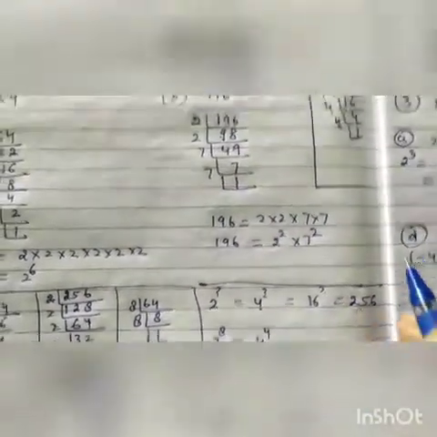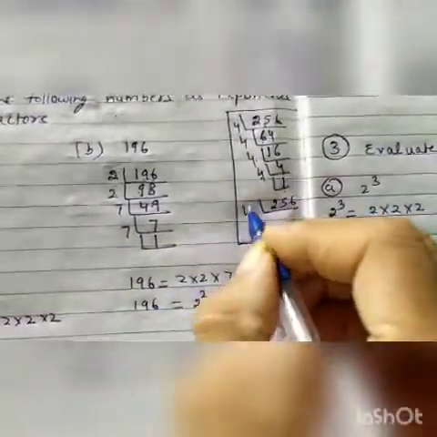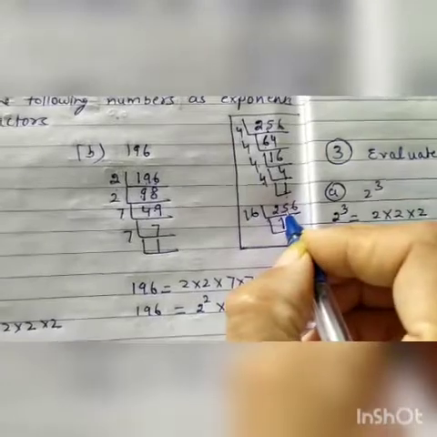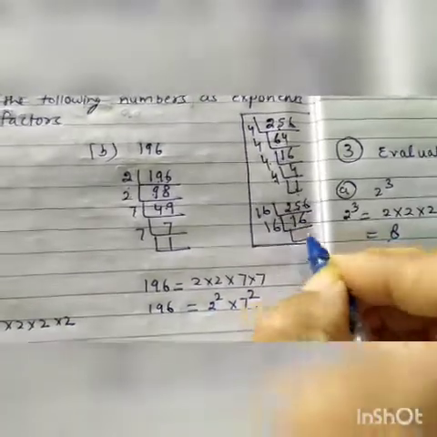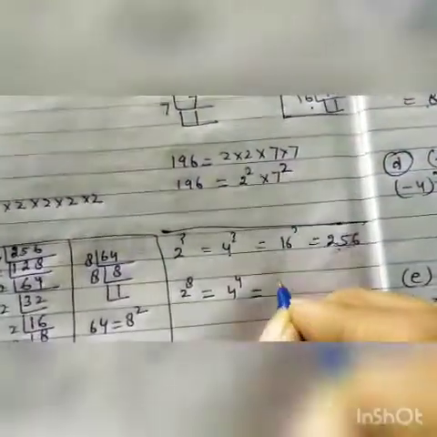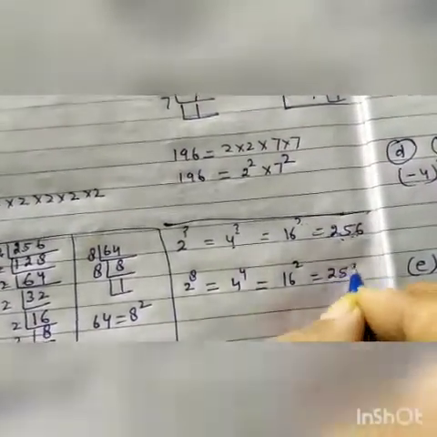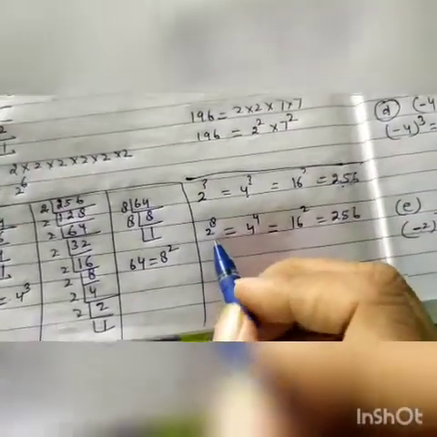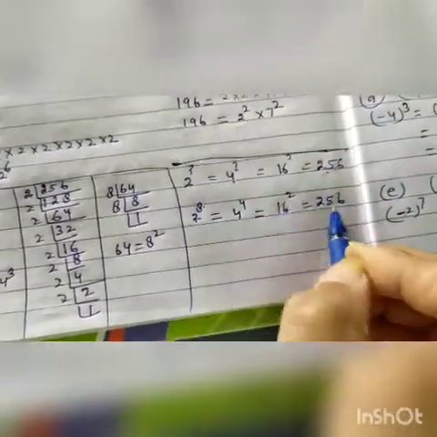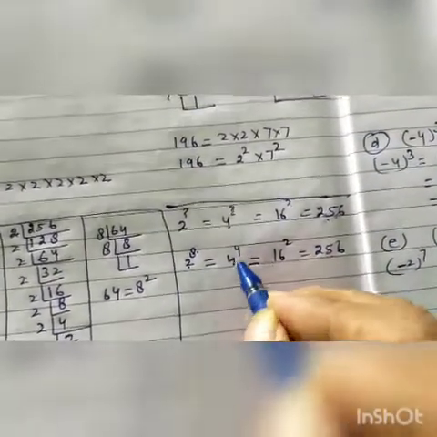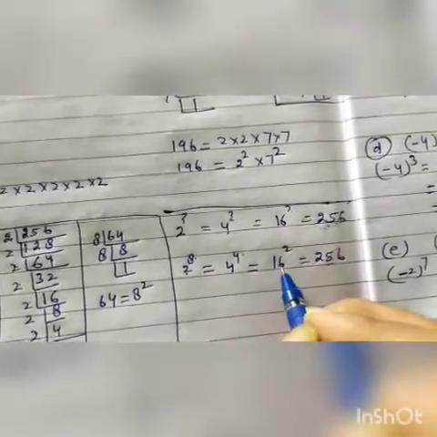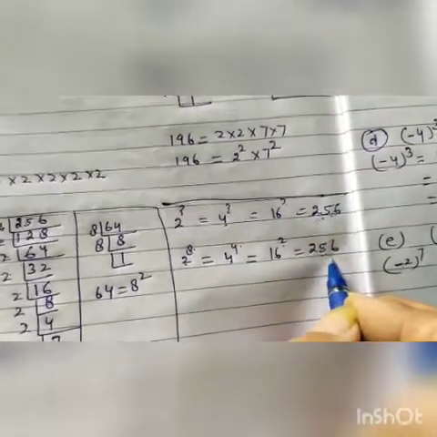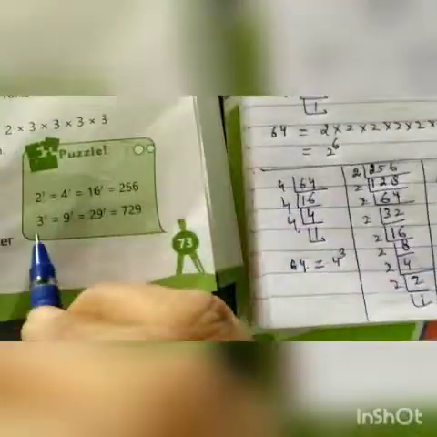Now by 16. If we start 256 by 16, see, 16 1s are 16. Then 9 remainder 96, 16 6s are 96. Then again by 16, 16 1s are 16. In case of 16, we are getting power 2. So we can write 16 power 2 is equal to 256. Means if we multiply 2 eight times, we get 256. If we multiply 4 four times, we get 256. If we multiply 16 two times, again we get 256. Clear?